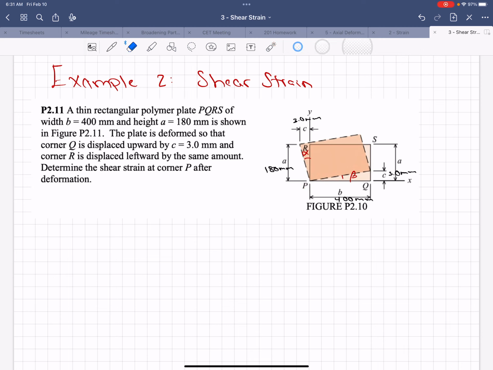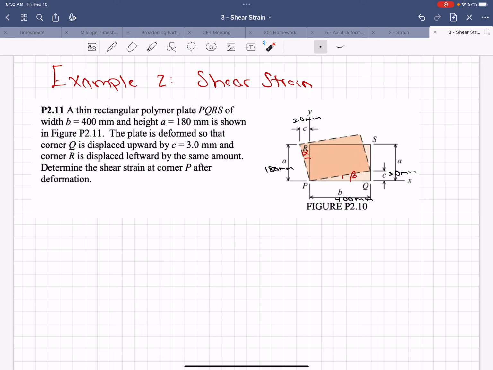So what we have here, I've labeled this angle alpha. So we have our original 90-degree angle here, pi over 2. Then it rotates, you get this additional angle alpha, but it also rotates, so you have to subtract this angle beta.